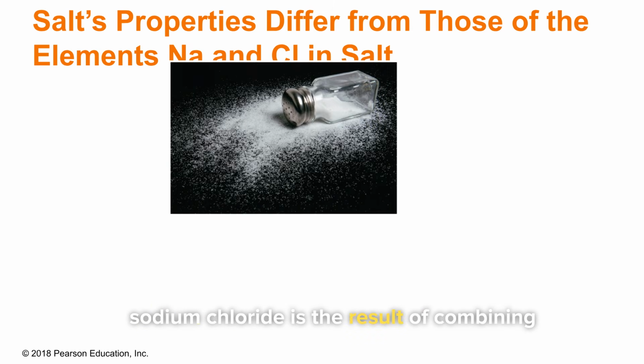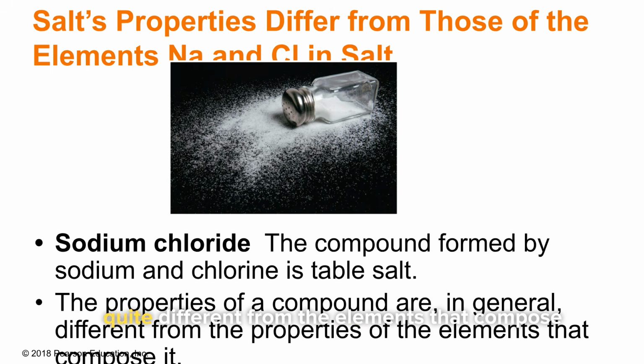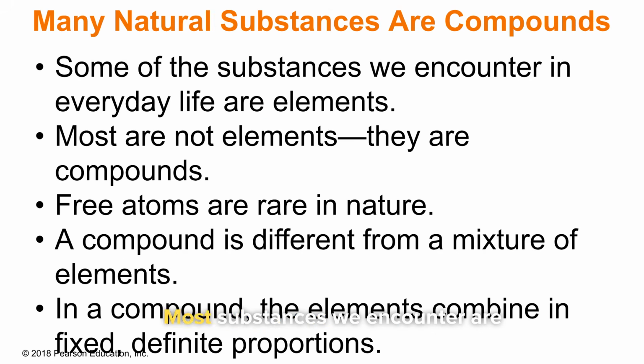Sodium chloride is the result of combining these two elements. This illustrates a fundamental chemical principle. The properties of a compound are generally quite different from the elements that compose it. Most substances we encounter are compounds, not pure elements, as free atoms are rare in nature. Unlike a mixture, where proportions can vary, elements in a compound combine in fixed, definite proportions.